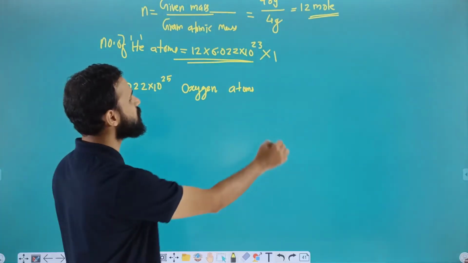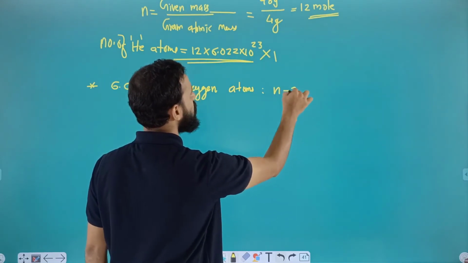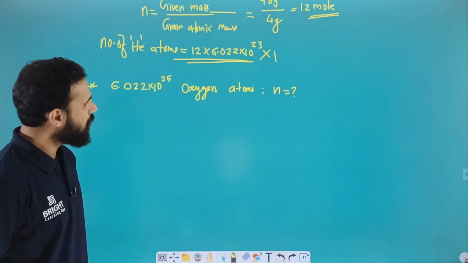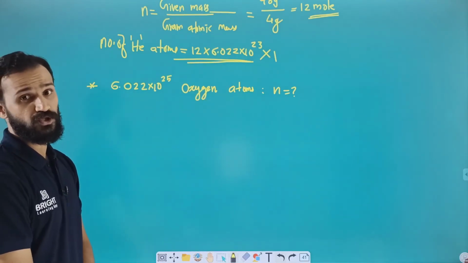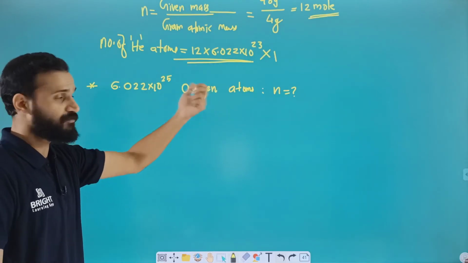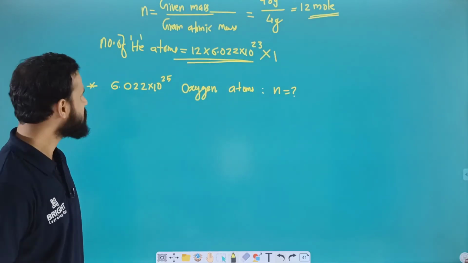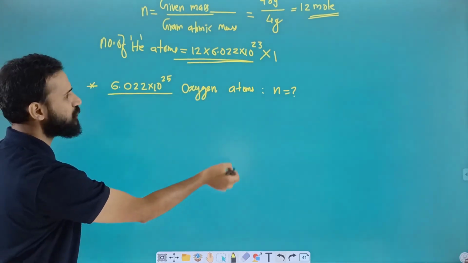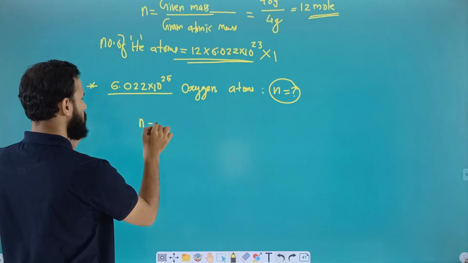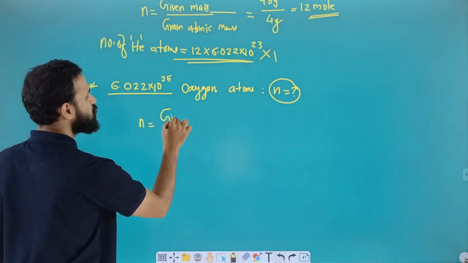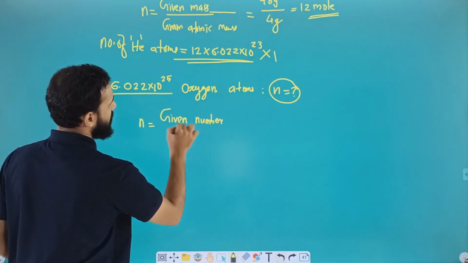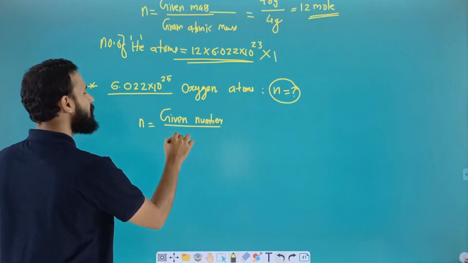So the question is, what's the number of moles of oxygen? Or the question is the number of atoms of oxygen. How can we calculate? Very simple. Here the number is given. So how to find the number of moles? Number of moles is equal to the given number divided by Avogadro number.